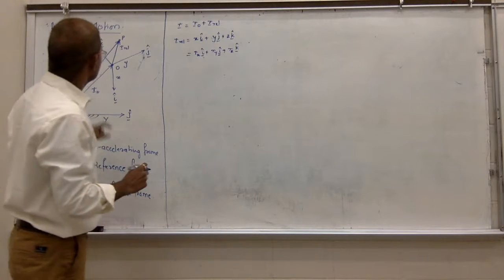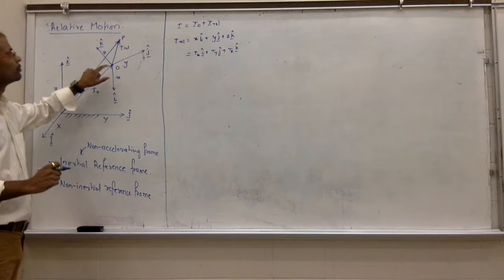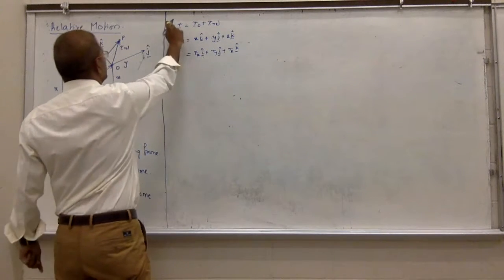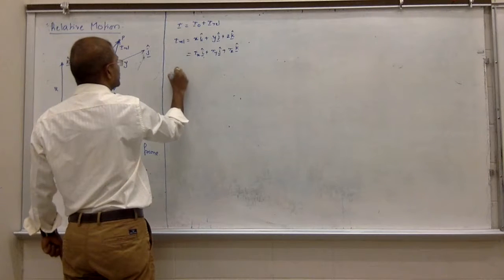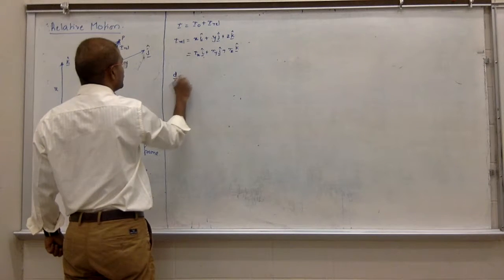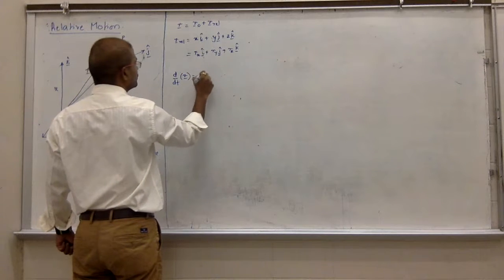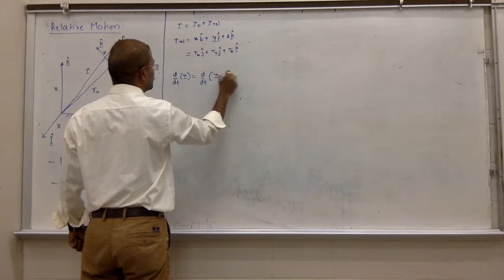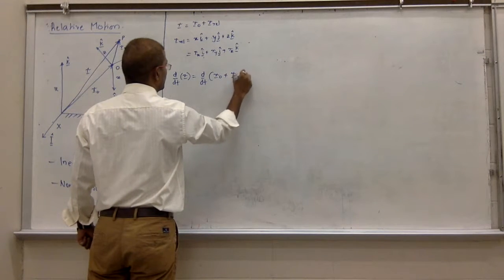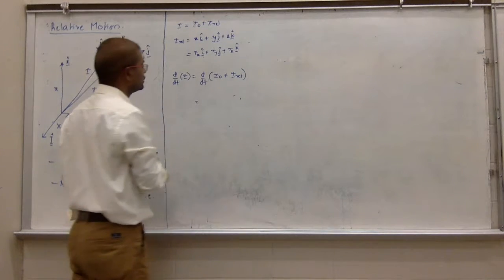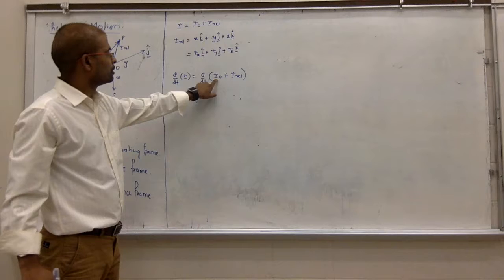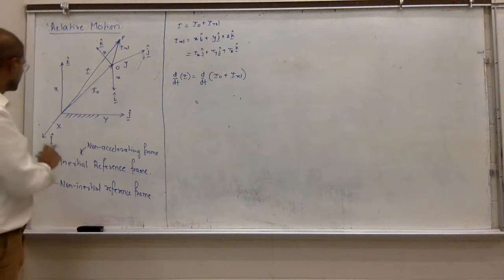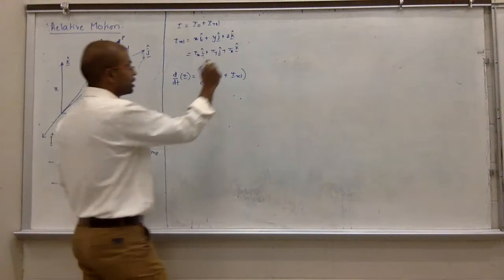Now if I take the derivative, let's take the derivative of this. d over dt of R is equal to what? Here is what you are going to get: d over dt of R0 plus R relative, right? So here, you look at R0. What is R0? How would you express R0?